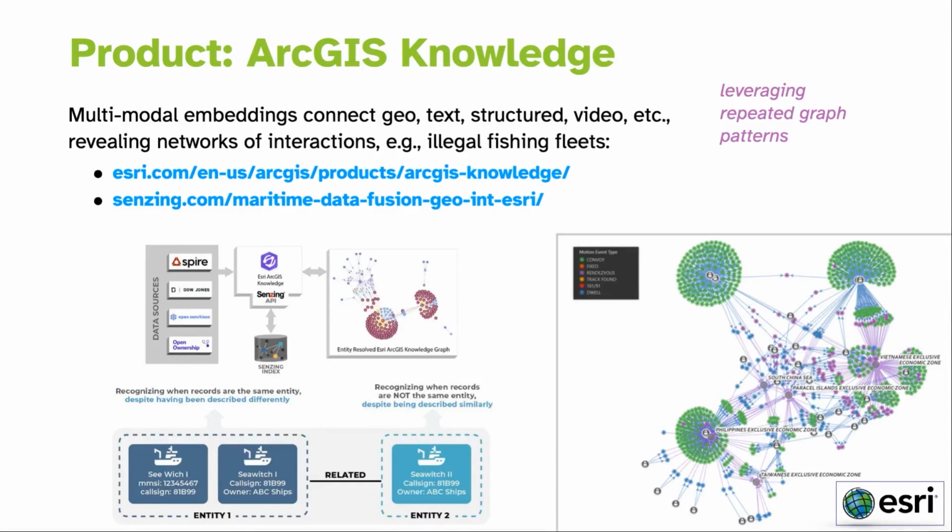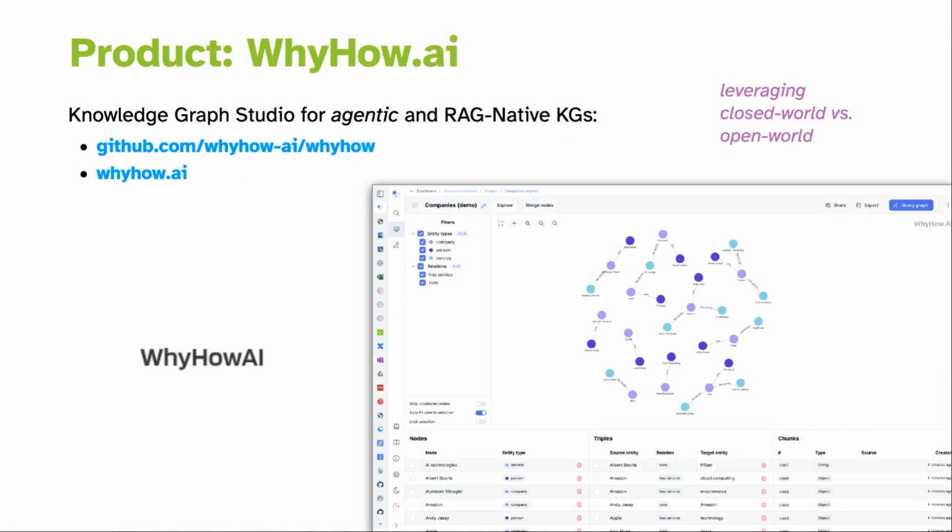And by the way, if we look at the graph pattern and use some GraphML, we can find similar fleets operating elsewhere in the world because of geospatial data. Highly recommended checking that out.